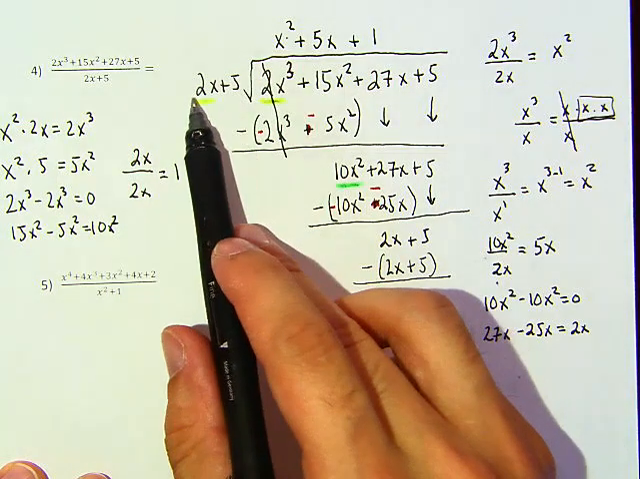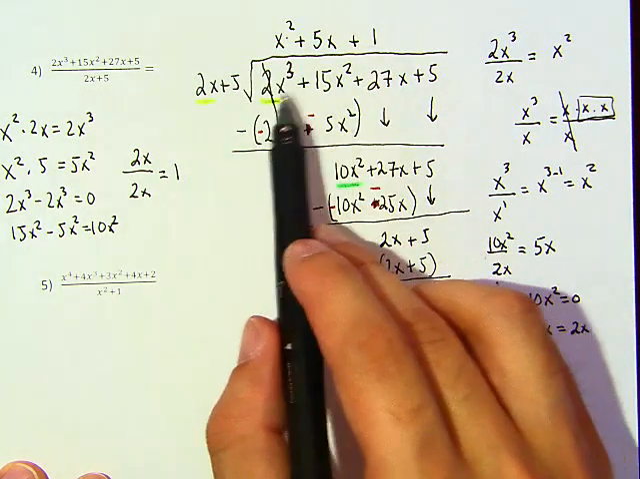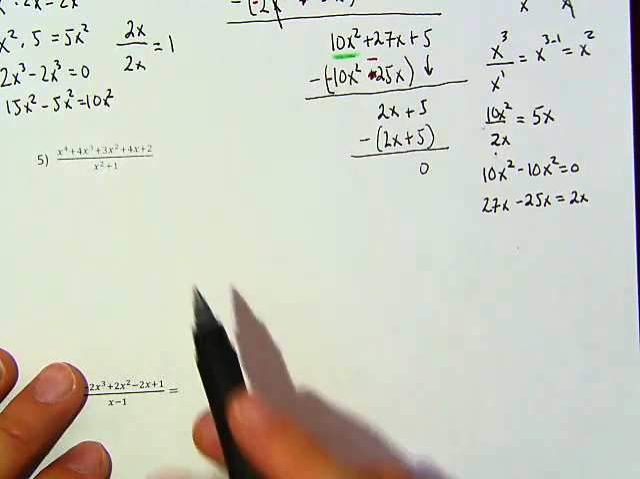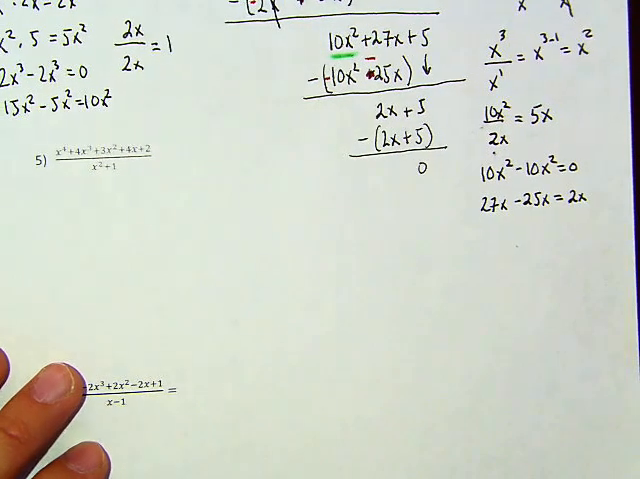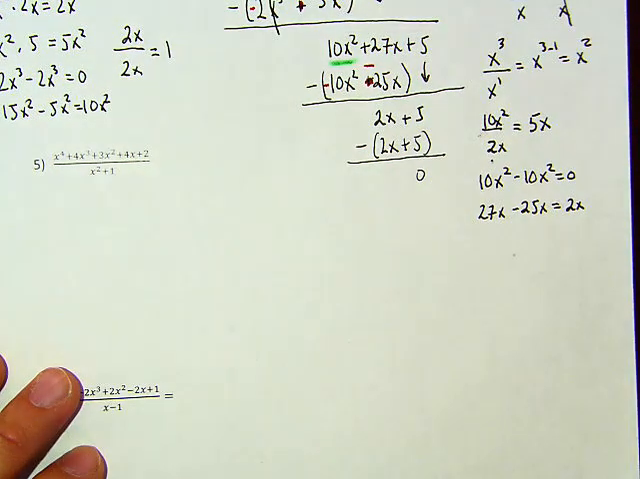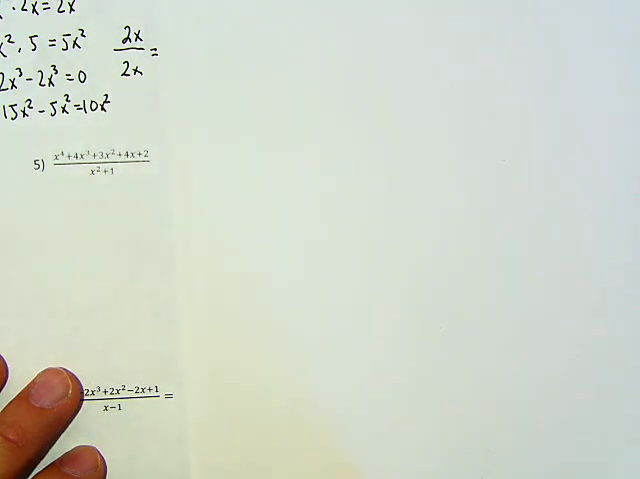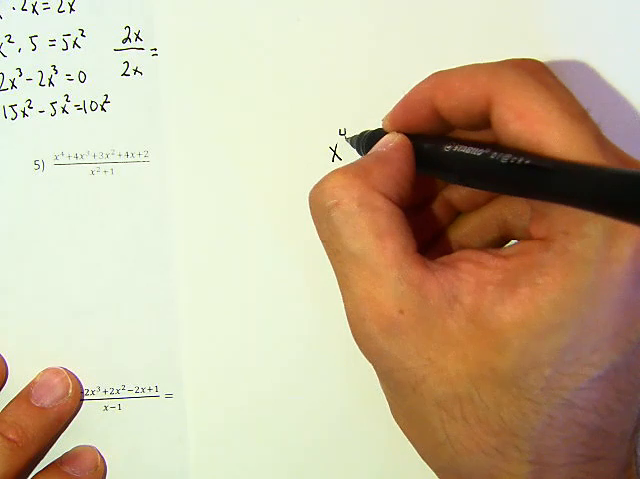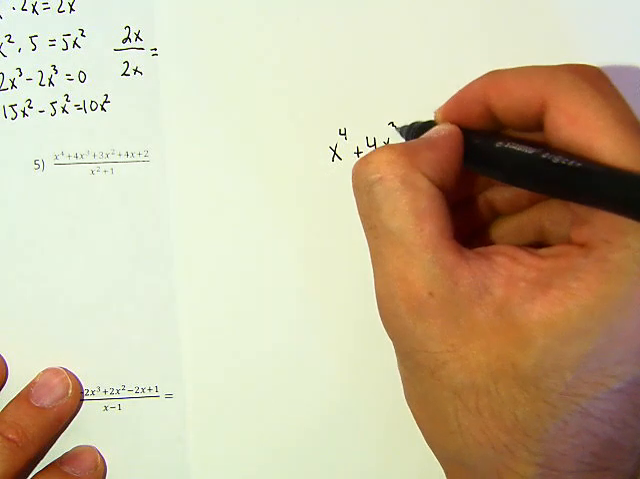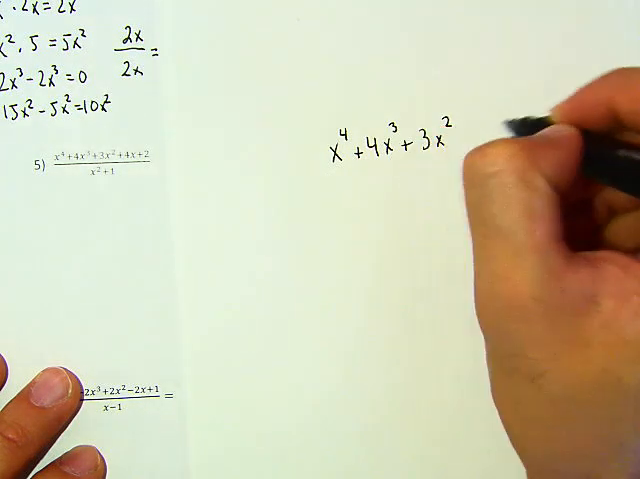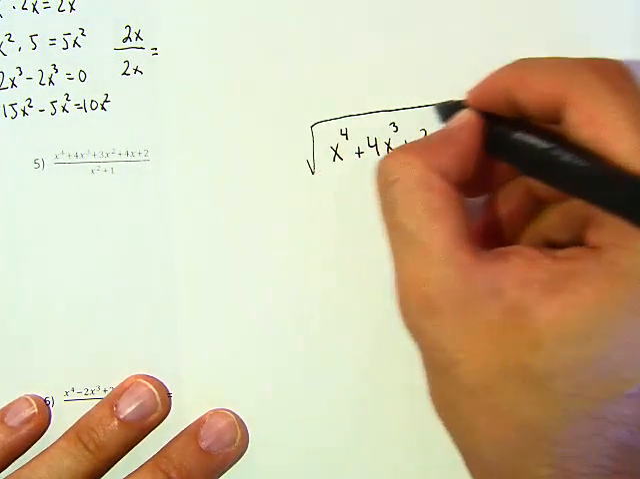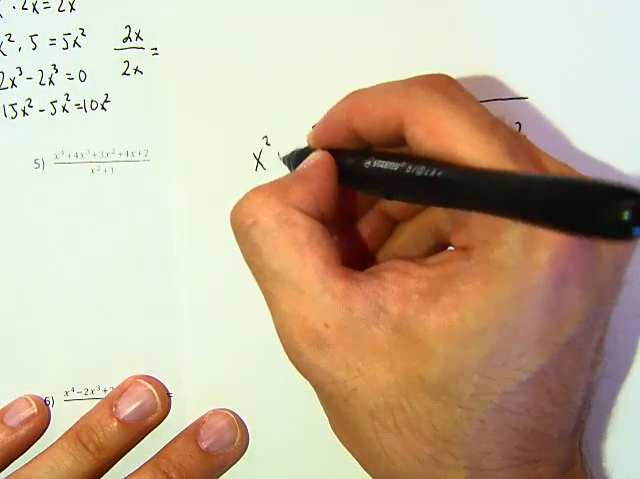And what has to be true, this times this has to give me that. And you could check it for yourself if you want. Okay, let's look at the next one over here. I'm going to do this problem on another piece of paper so I have more space. So this is x to the 4th plus 4x cubed plus 3x squared plus 4x plus 2. And I'm going to divide that by x squared plus 1.